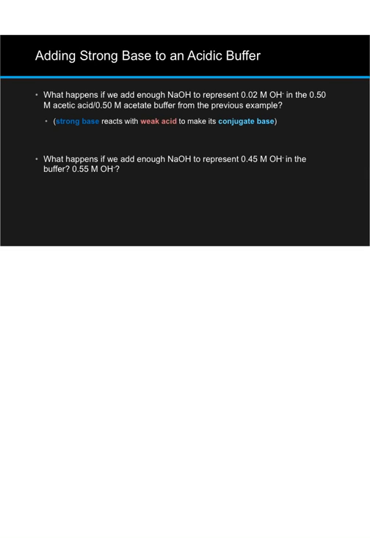So next what I'd like to do is a similar example, but replace the addition of strong acid HCl with the addition of a strong base, sodium hydroxide. To our original buffer that contained 0.5 molar acetic acid mixed with 0.5 molar acetate, we're going to add enough sodium hydroxide to represent 0.02 molar hydroxide ions in solution. We're going to think about our mantra, strong plus weak, react complete. In this example, it's hydroxide ion.